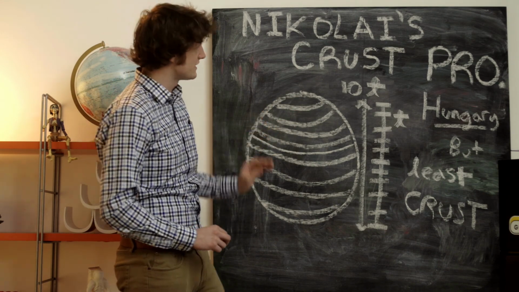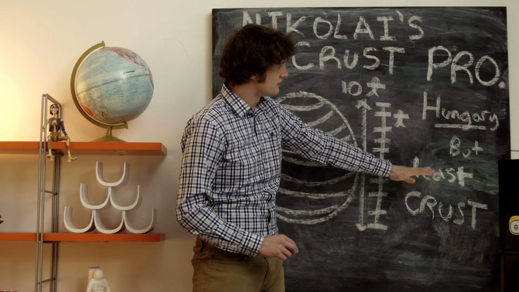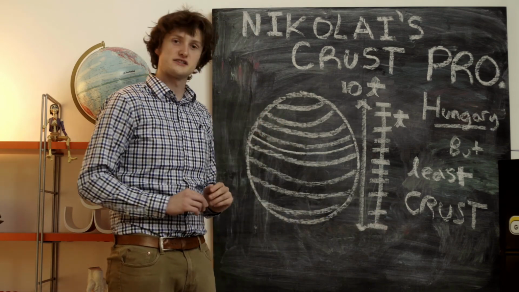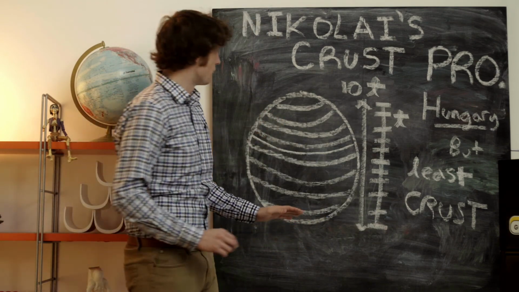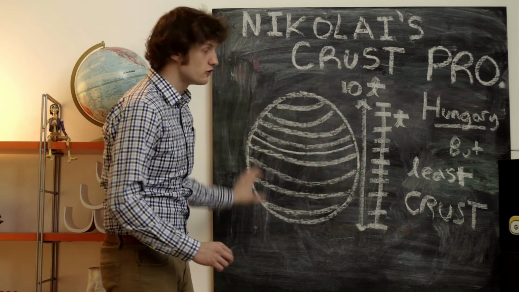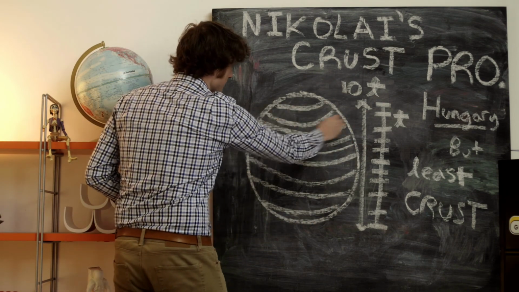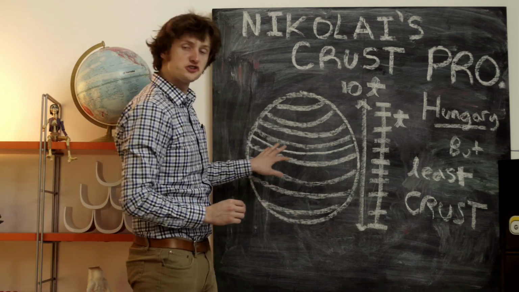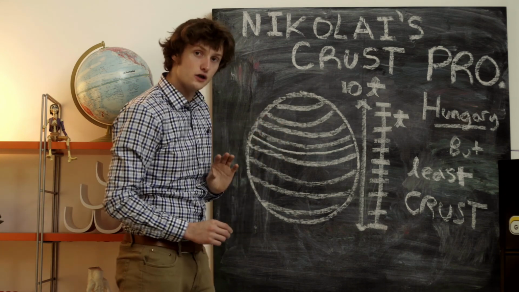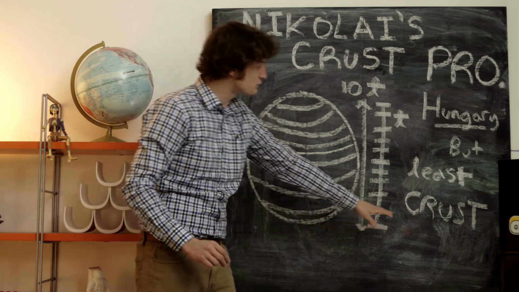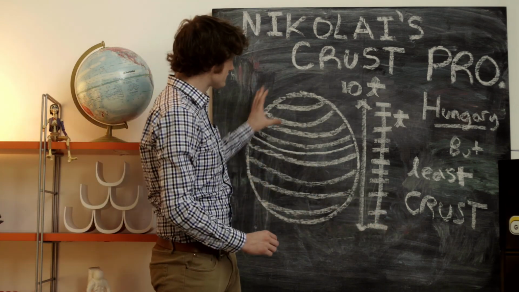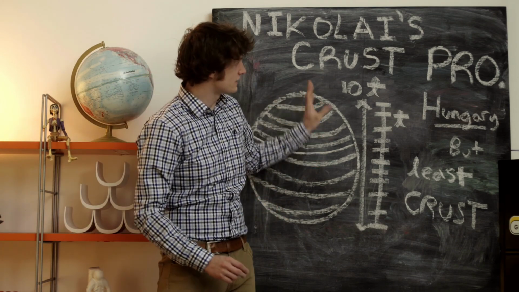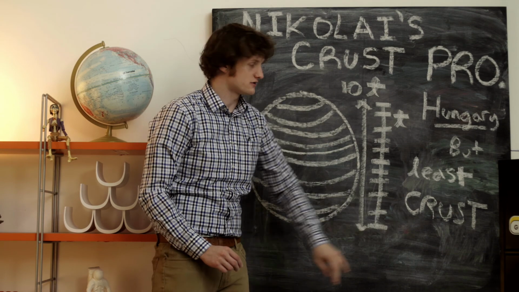Now, Nikolai is very hungry. He loves peanut butter and jelly sandwiches, but he wants as little crust as possible. He does not like crust. So, if we take a look at this spherical loaf of bread here, you can see that I've sliced it up into 10 slices, okay? I want to know which 2 slices of this spherical loaf Nikolai should take, so that he ends up with the least amount of crust. What 2 of these 10 slices should Nikolai take so that he gets the least amount of crust, okay?